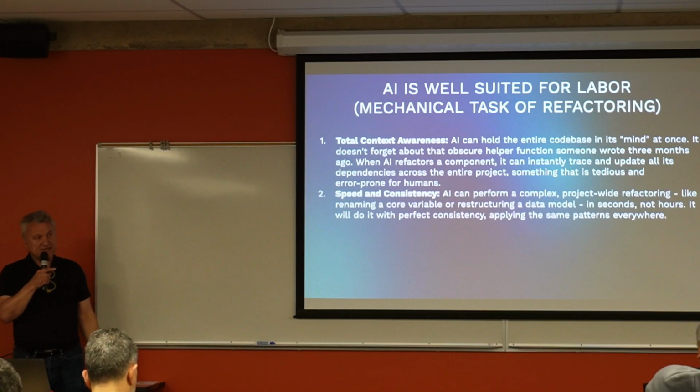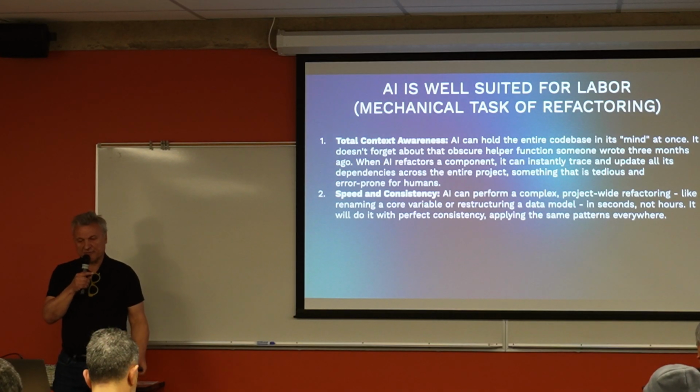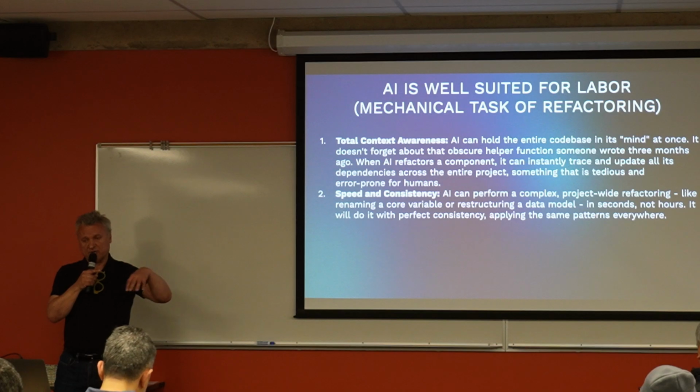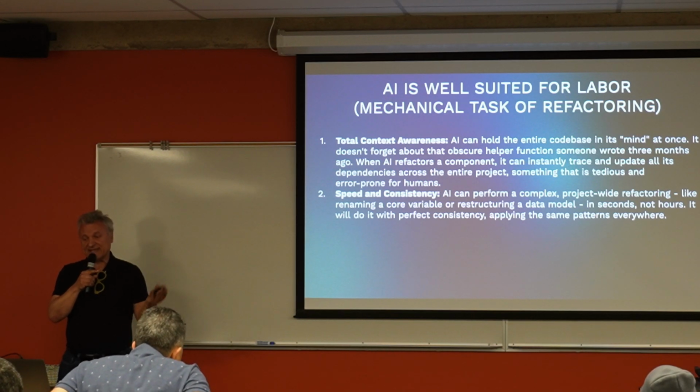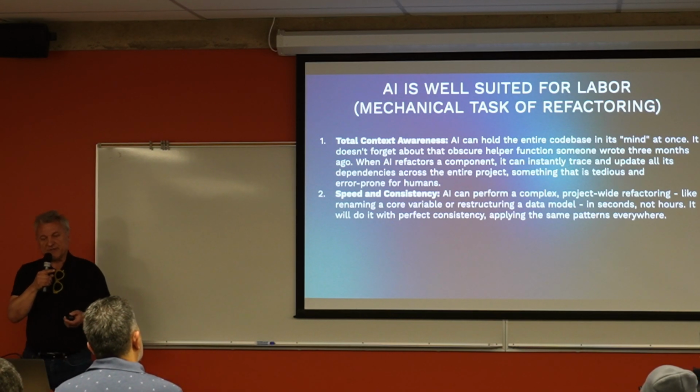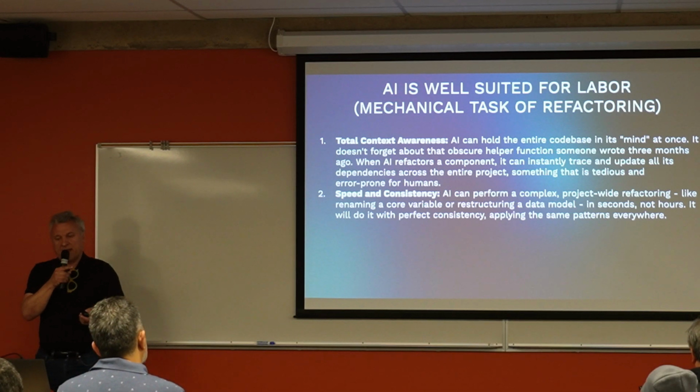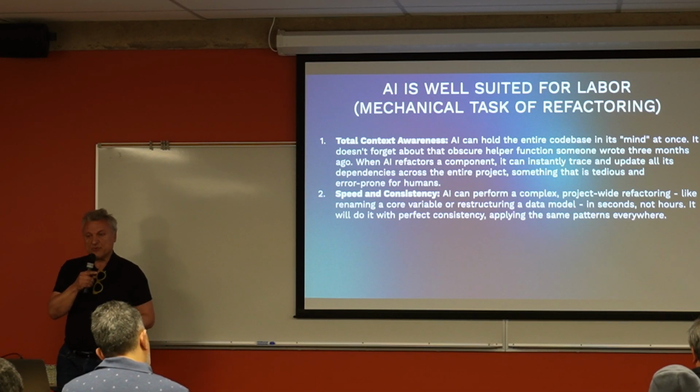Number two, speed and consistency. AI can perform a complex project-wide refactoring, like renaming a core variable or restructuring a data model, in seconds, not hours. It will do it with perfect consistency, applying the same patterns everywhere.